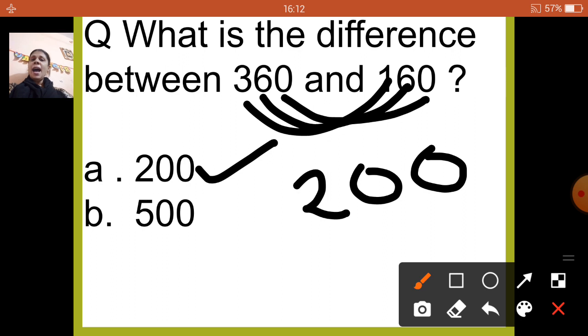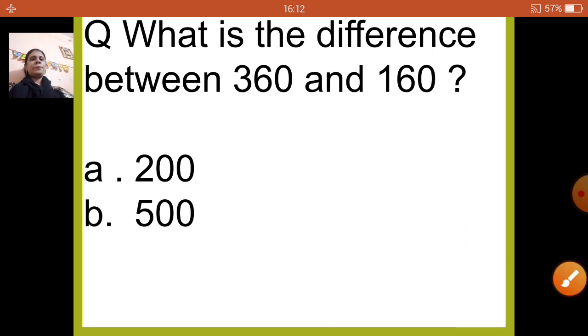Difference means the answer. The answer that we get while subtracting two numbers is known as the difference. Okay. So option A, 200. What is the difference between 360 and 160? You have to subtract both the numbers and you will get the answer. That is the difference. Okay.